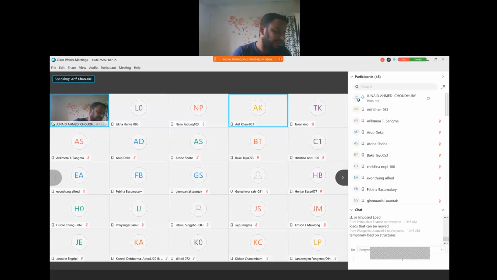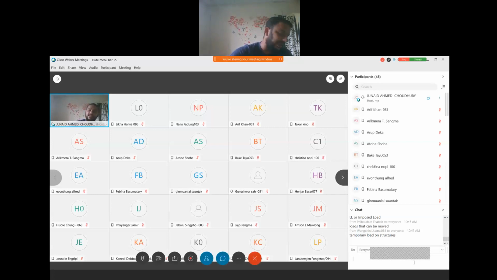Okay, so next write down live load. Temporary load on structure. Yes, live load matlab temporary load. Okay, so write down: live load coming on the structure are given in IS 875 part 2.